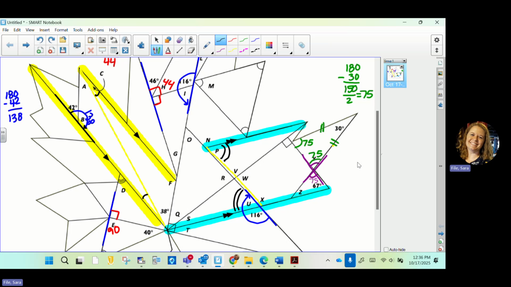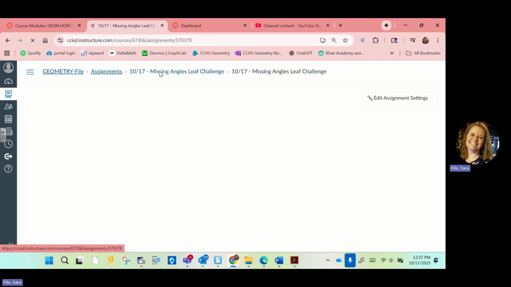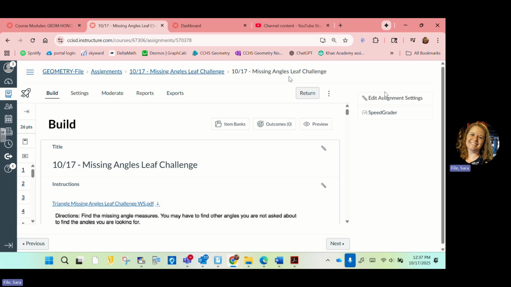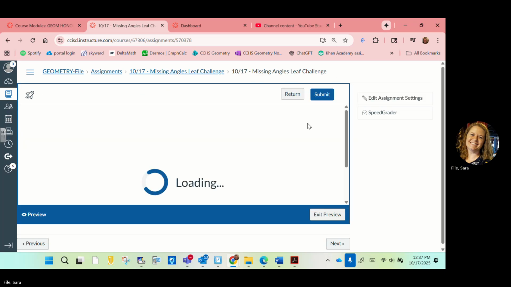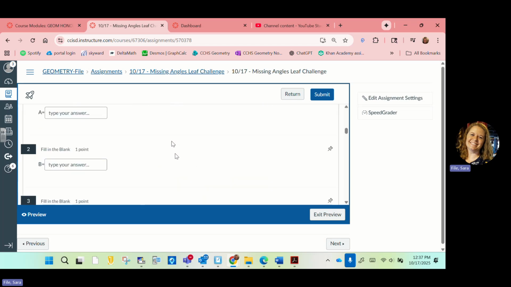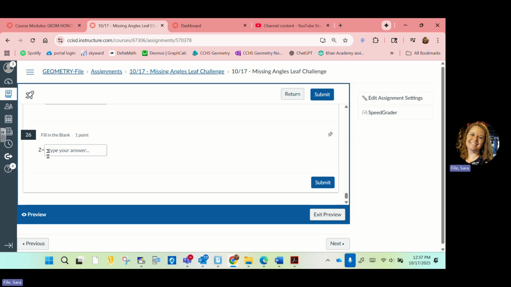Okay. And remember, you get to submit this on Canvas. You're going to go in Canvas to the assignment. And this, let me see if I can preview. So this is what it's going to look like for you. If it'll load. So you're doing all your work on your paper. Then you're going to come down here and you're going to fill in what does A equal, B, C. And it's just the 26 letters. You just type in the answers that you get for the 26 letters and you hit submit.